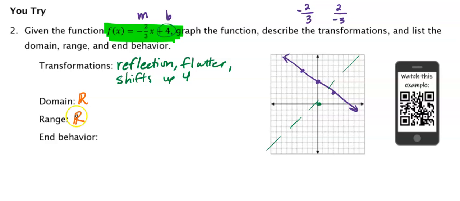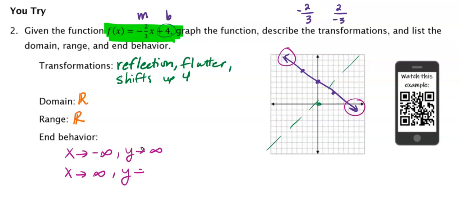And then for our end behavior, we have our two automatic statements. X goes to negative infinity, x goes to positive infinity. And that's just saying as our graph goes to the left and to the right. So as we go to the left, our arrow is pointing up, so that means that y goes to positive infinity. And as you go to the right, your arrow points down, so that would mean y goes towards negative infinity.